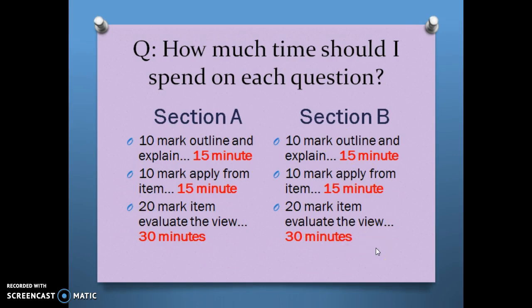What I really want to point out to you, and this was in the examiner report from last year, was that a lot of students were spending an awful lot of time on section A and not leaving enough time for section B. They hadn't spent enough time answering those final 20 markers on section B. So please make sure that you are strict with your times. Once you've done 15 minutes, move on, and you can always go back to earlier questions if you need to.